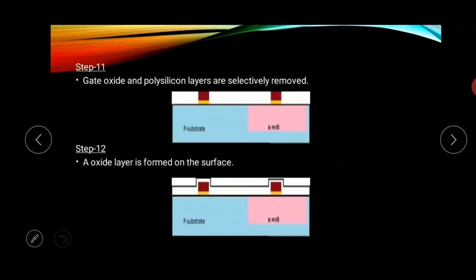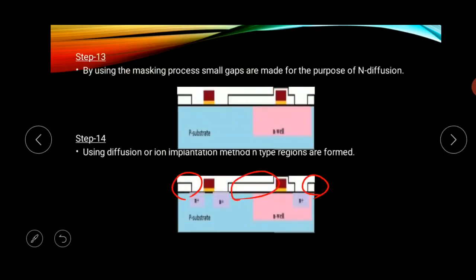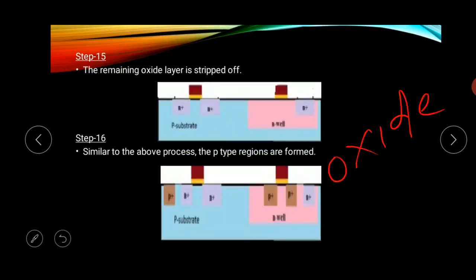So here we can see, the oxide layer is formed on the surface, then they are selectively removed here. Then after the removal, the impurities are added. Which type of impurity? P-type impurity. Then the remaining oxides are removed.